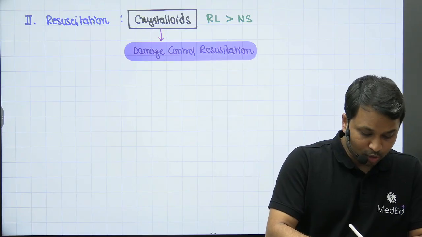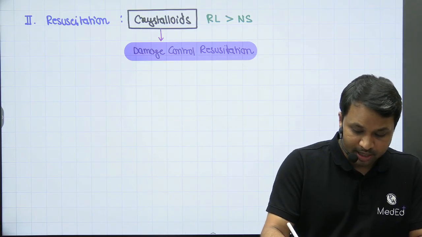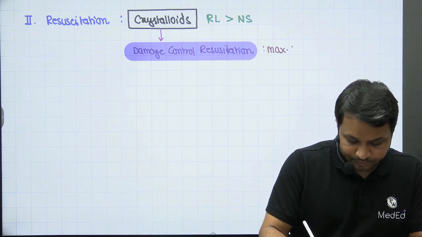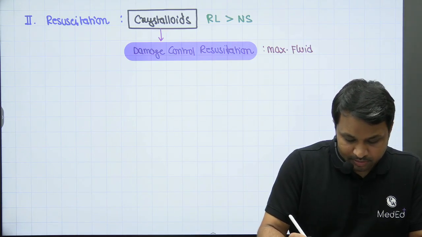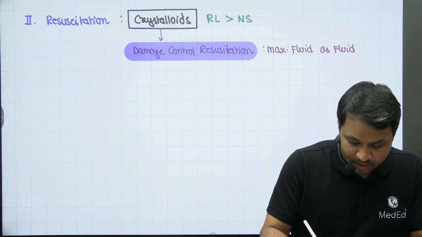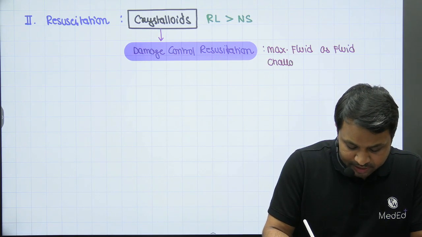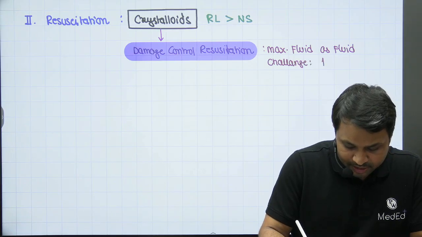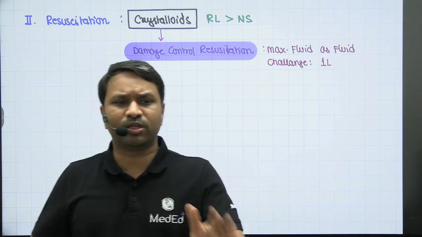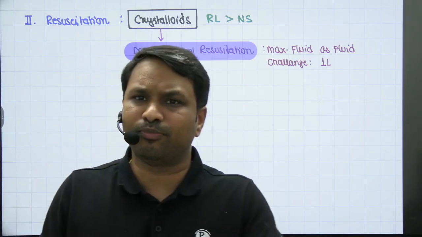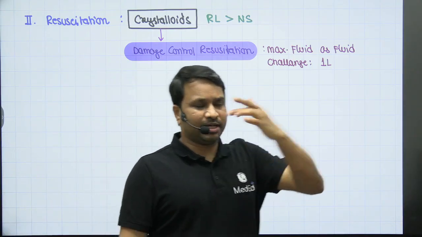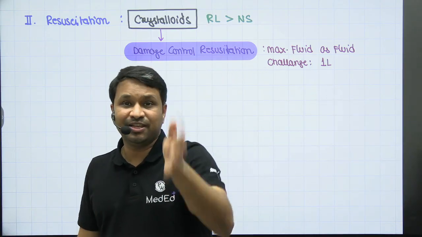According to the latest protocol in damage control resuscitation, the maximum fluid that you can give as a fluid challenge, to see whether the patient responds or not, is 1 liter. Earlier it was 2 liters. Then we found if you're giving more than 1.5 liters, the response is poor or the prognosis is poor. Now we say 1 liter. You give 1 liter as a bolus, rapid infusion, and see whether the patient responds or not.